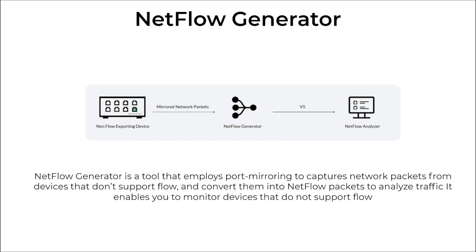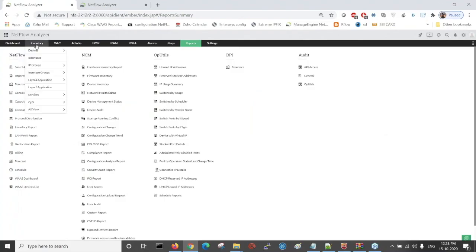So the NetFlow Generator agent receives these mirrored packets, converts them into the NetFlow version 5 readable format, and sends it to the NetFlow Analyzer application. In NetFlow Analyzer, we detect this as a device and start showing you the information. Let me just show you an example of it.